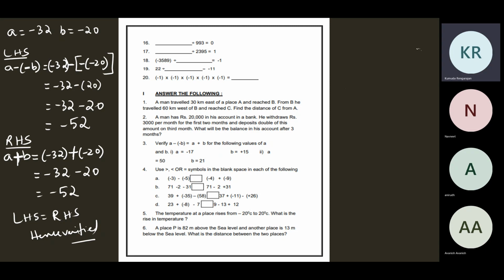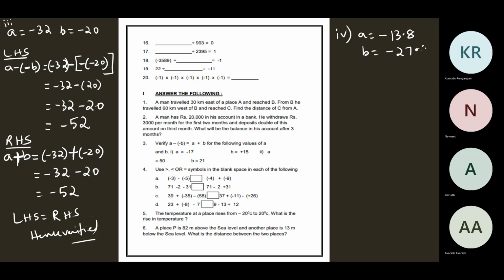All of you, please complete this one. Do the third one. The third one is an example, meaning we took these numbers. Please work this, or maybe I'll give a different number. Instead of this, let you not copy this. Do for this one, A is equal to minus 13.8 and B is minus 27.2. Yeah, please do this, boys.